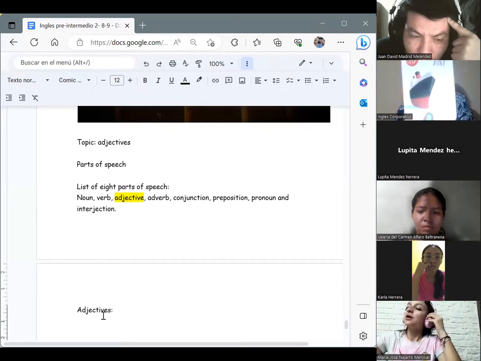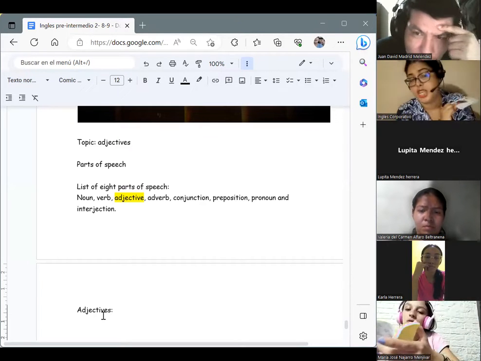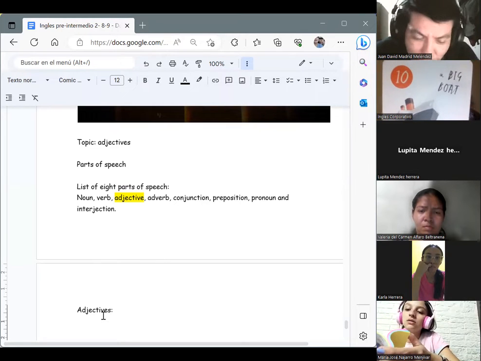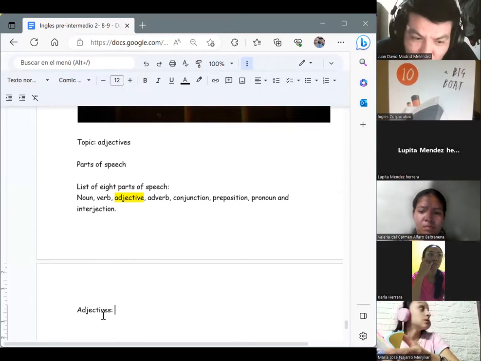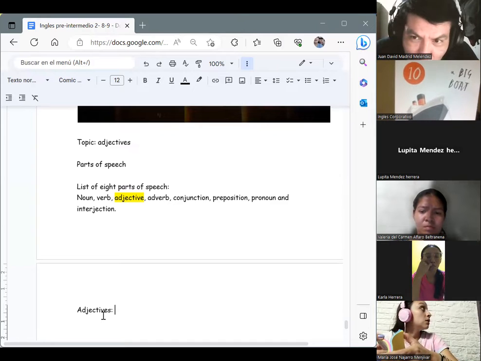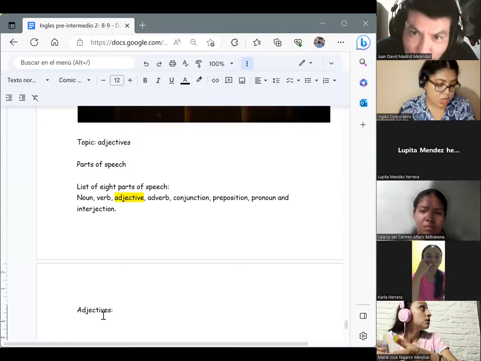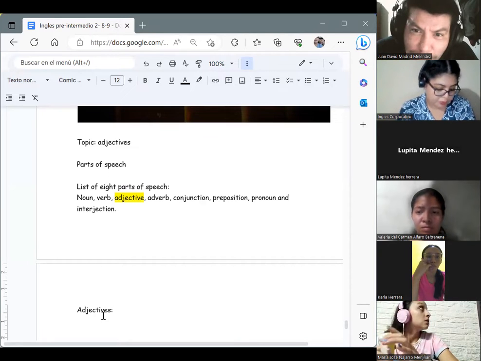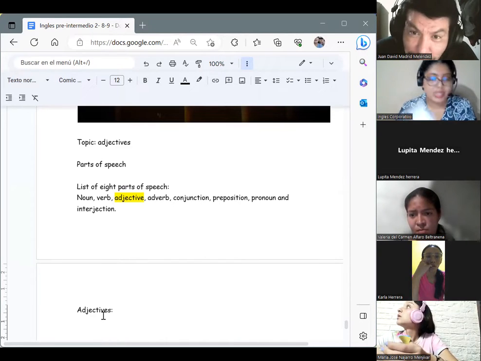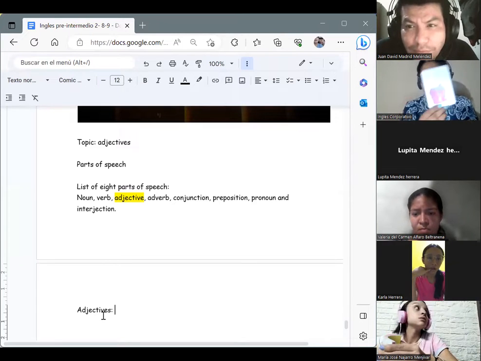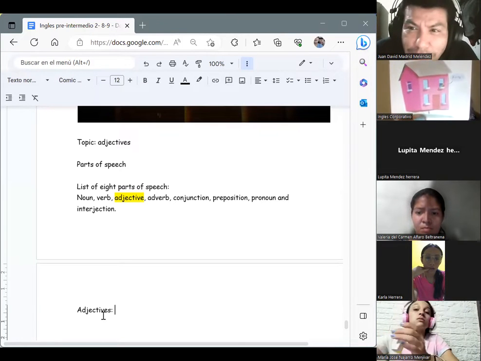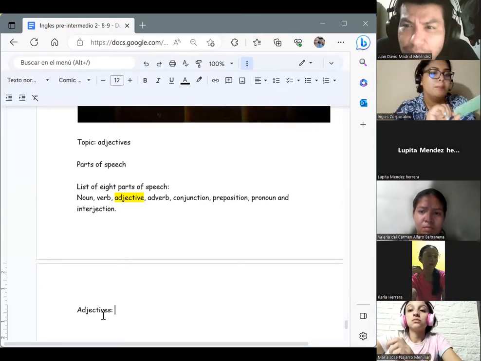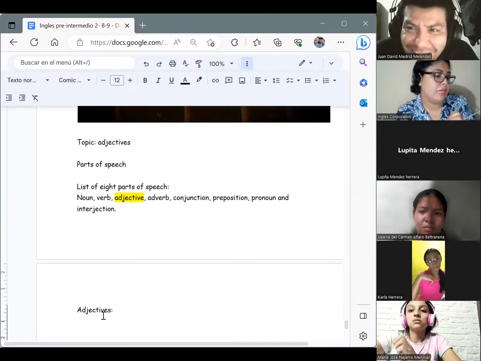This one. We have a boat here, or a ship in this case. But it says a big boat. Big. Grande. That is my description of the boat. In this case, it is not like an adjective. We're not talking about an adjective, but we have a pink house. Yes, it's kind of pink.